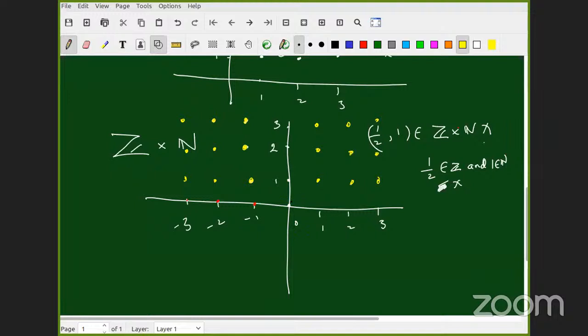0, 1. Will it come or not? Now the question is whether 0, 1 belongs to Z cross N. First we'll ask that question. Say yes if it belongs. All of you should answer that. Very good. Because 0 is an integer, therefore it will come. Most of you got it. So 0, 1, 0, 2, 0, 3. Right.